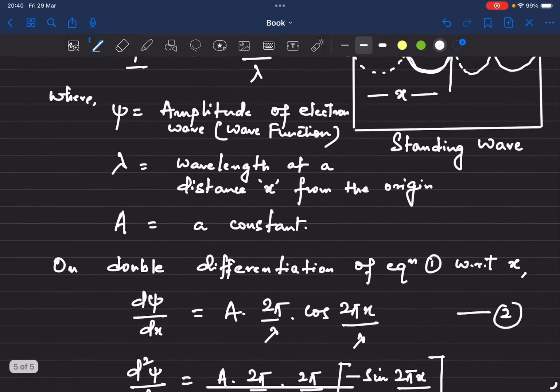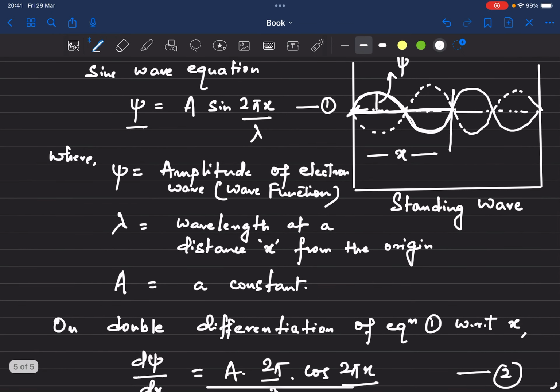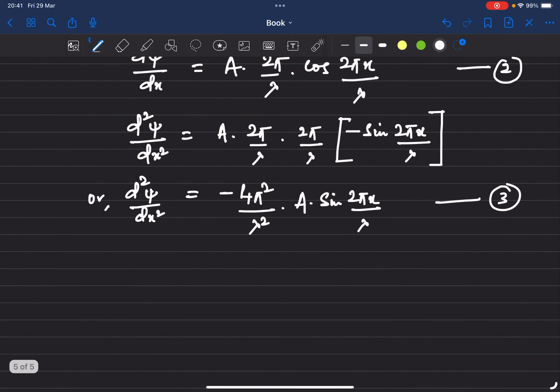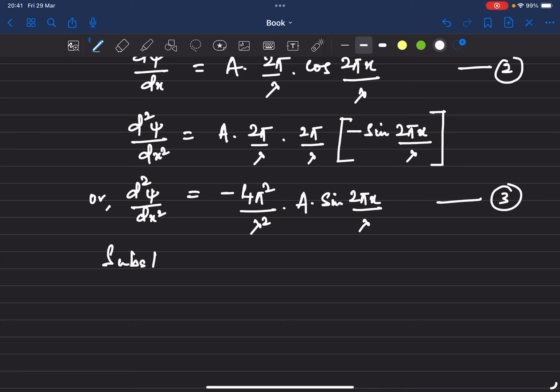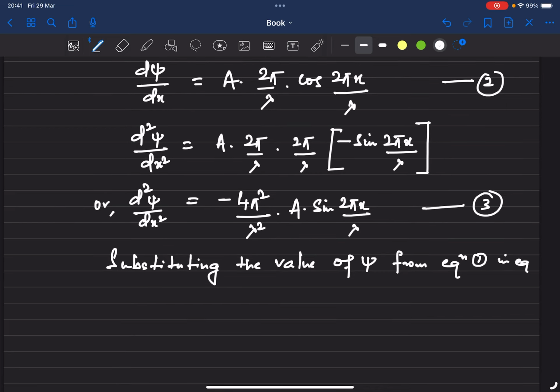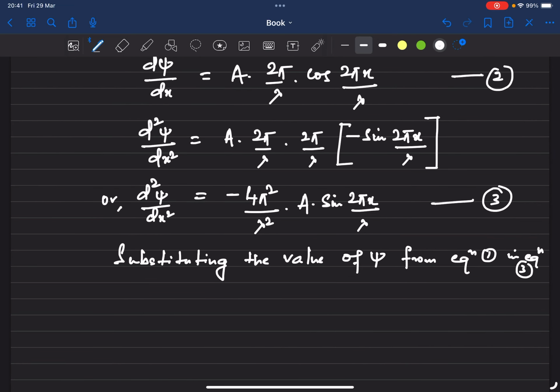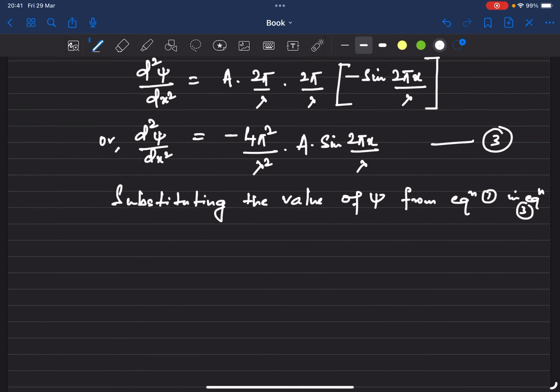But we know what is the value of psi? We have already defined the sine wave equation, that is psi equals a sine 2 pi x by lambda. Now we have to substitute this value of psi from equation number 1 into equation number 3. So in this equation number 3, we have to substitute the value of psi. So substituting the value of psi from equation 1 in equation 3.